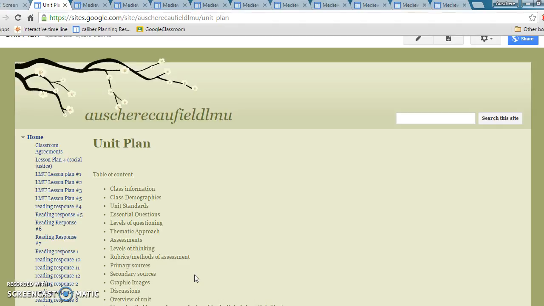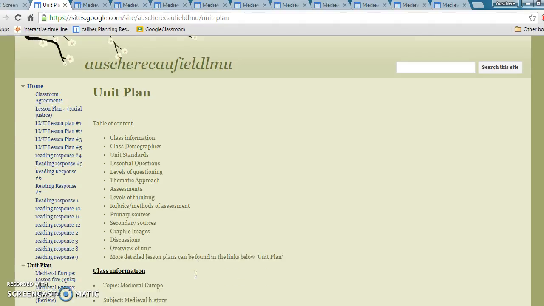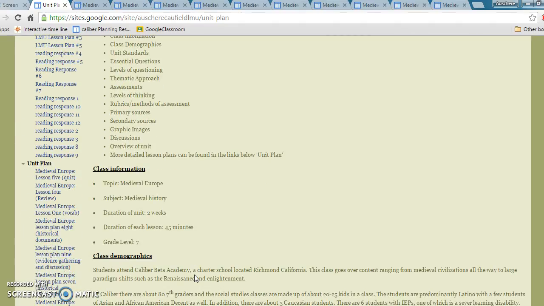I thought that I would first go through the general information of the unit plan and then briefly hit on each lesson within the unit plan. So first of all, the topic of the unit is medieval Europe. It is a 7th grade history class, and the duration of each unit is about 45 minutes.